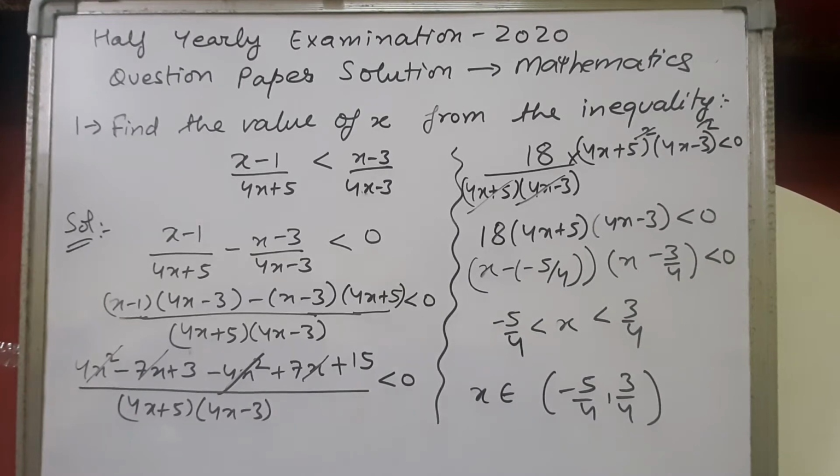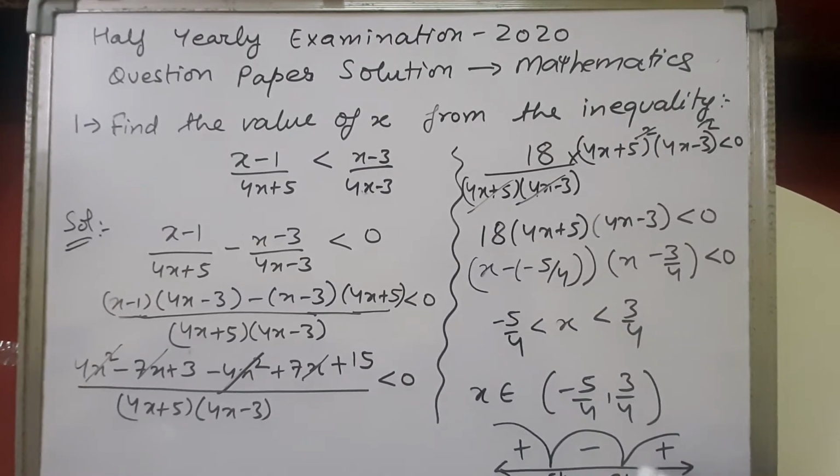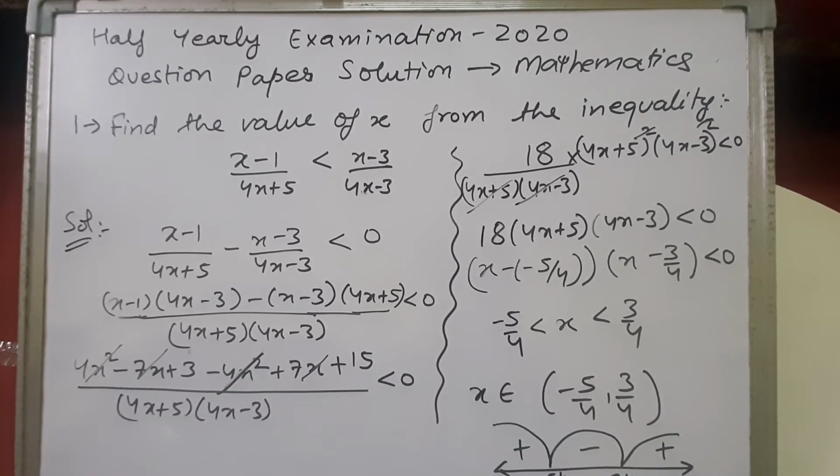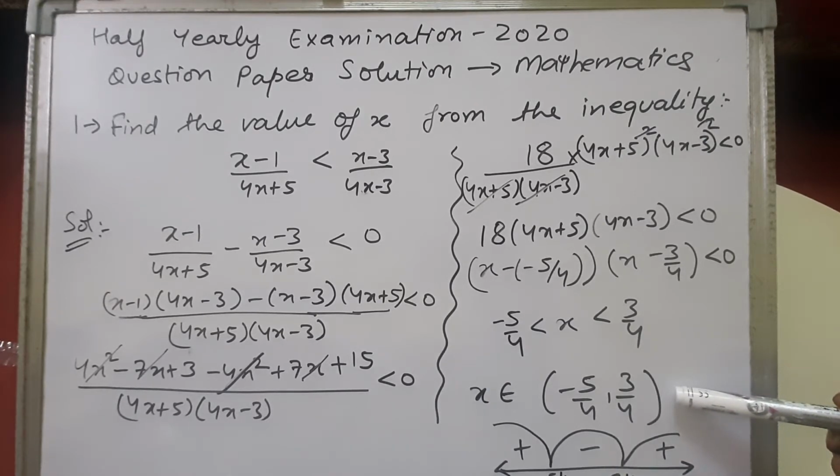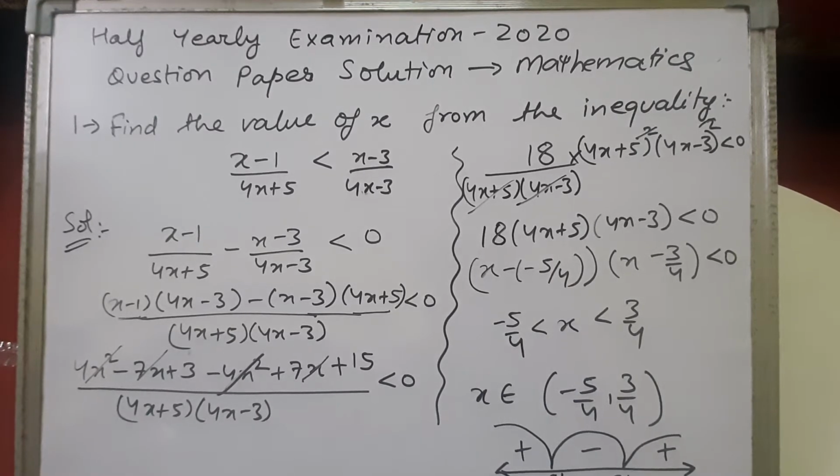Okay, so we can also use the number line. When we draw the number line, the extreme right will be plus, then minus, then plus. So we can see that the minus sign will be in the interval minus 5 by 4 to 3 by 4. So this value will be less than 0 when x belongs to greater than minus 5 by 4 and less than 3 by 4. So we can write the solution: x belongs to the open interval minus 5 by 4 comma 3 by 4. Alright children, this will be your answer. Note down the solution please.